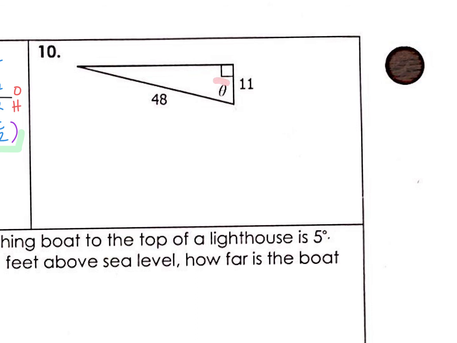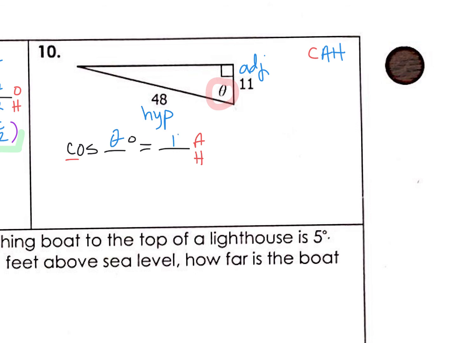All right, so my angle of reference is right here. My hypotenuse is the 48. That means 11 is adjacent. So I have an A and an H. So out of SOHCAHTOA, CAH is the only one with an A and an H. So I am choosing cosine of some degrees equals some ratio. So we have caught another hippie. And my degree is theta. Adjacent is 11, and the hypotenuse is 48.